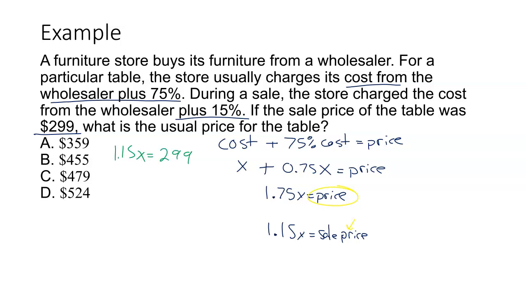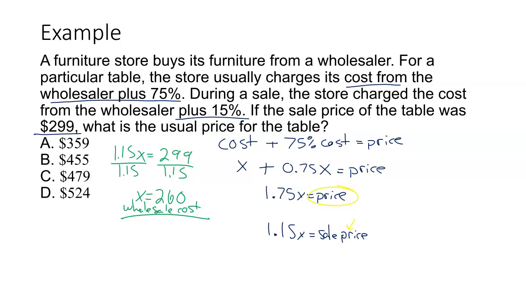So how do I find the wholesale cost of that table? Divide by 1.15. So the wholesale cost is $260. That's my wholesale cost, how much the store paid for that table.